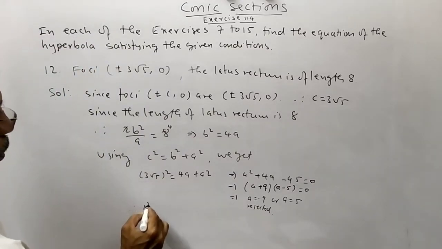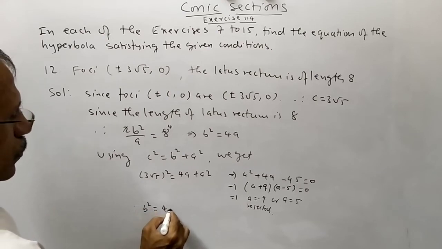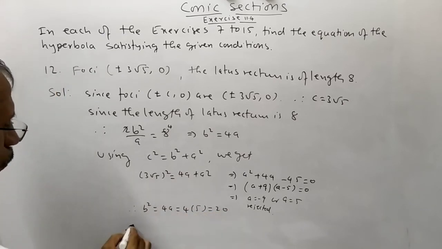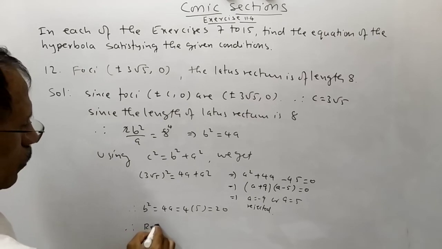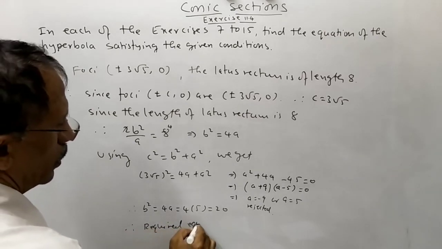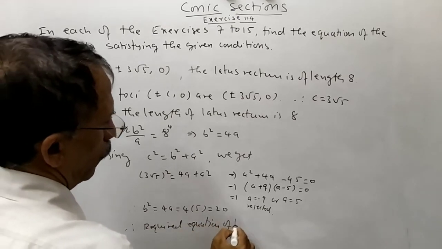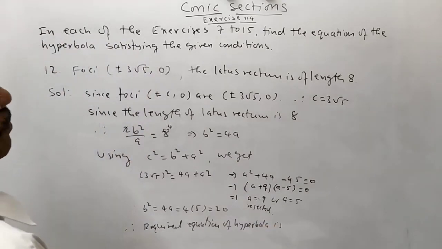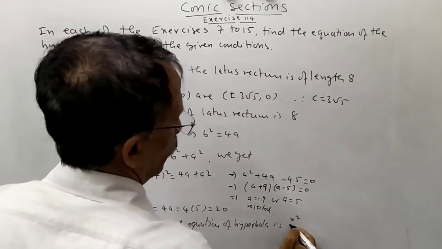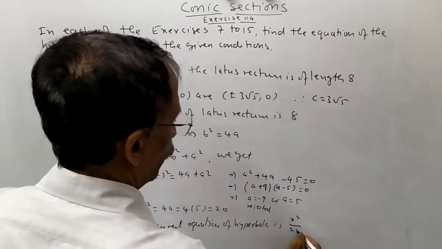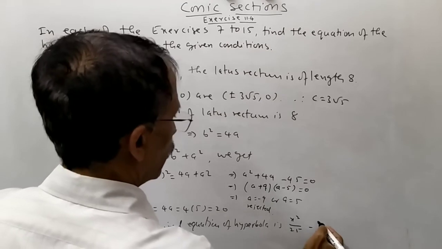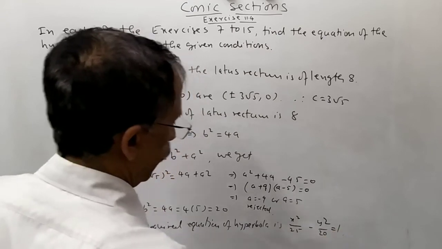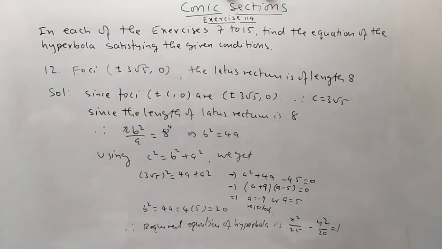Therefore, b square is equal to 4a, which is equal to 4 into 5, which is equal to 20. Therefore, the required equation of the hyperbola is x square divided by 25 minus y square divided by 20 is equal to 1. Next question.